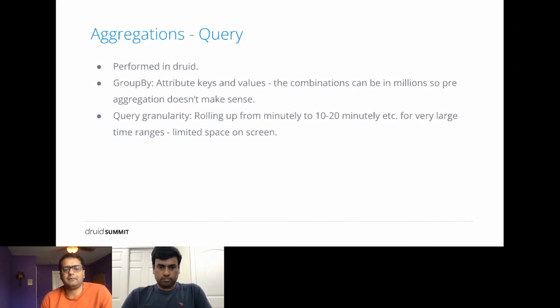Another thing is that sometimes the query is for a very large time range. On the UI screen, if your data is at a minutely granularity, you cannot show so many data points. There is no point in showing so many data points for, let's say, a week. The space on the screen is limited. So we are also rolling up from minutely to 10 or 20 minutely or other granularity based on the size of the screen, and that's happening dynamically within Druid itself.